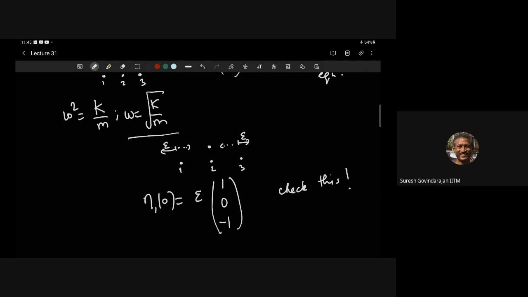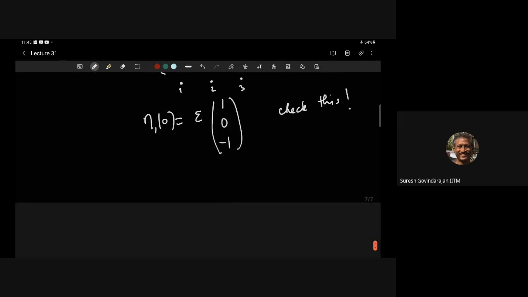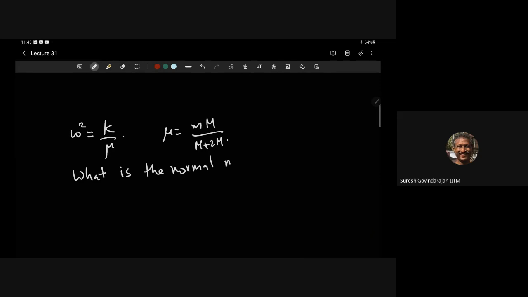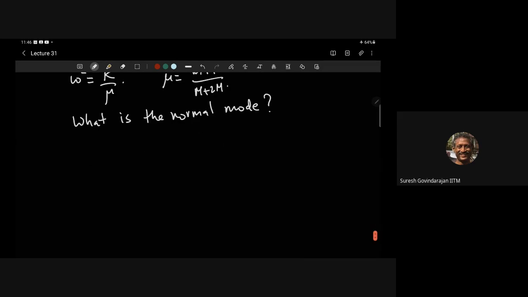Okay, now comes the last part, which is the last one needs some work. What about omega square equal to k by mu, right? When mu was little m times big M over m plus 2M. So you need to work this out. Okay, what is the normal mode? Okay, so let's now do this thing.